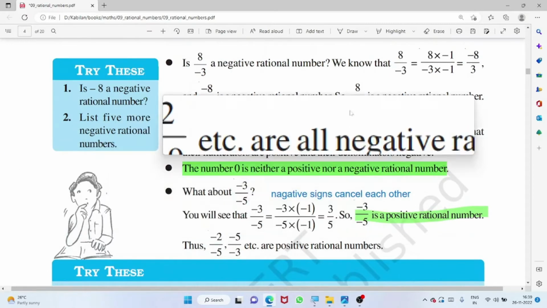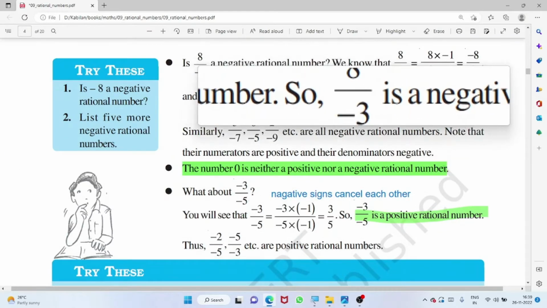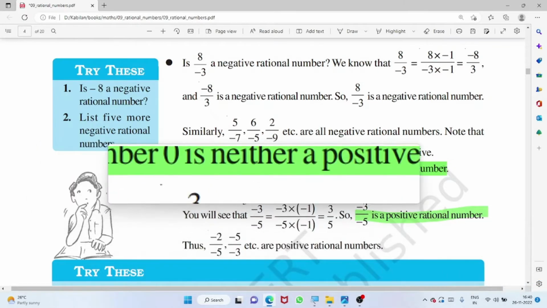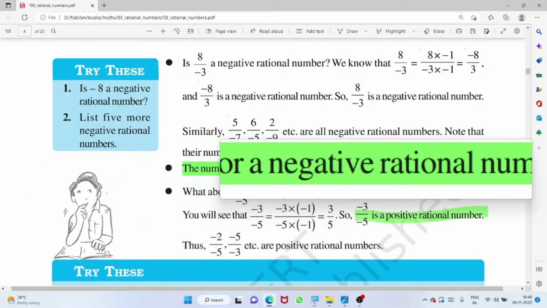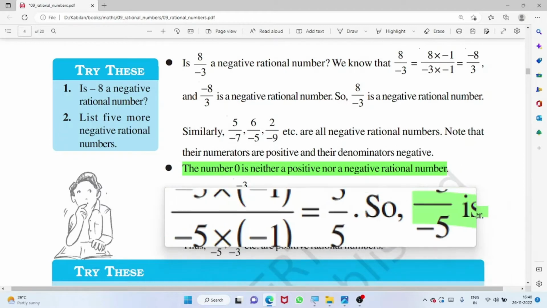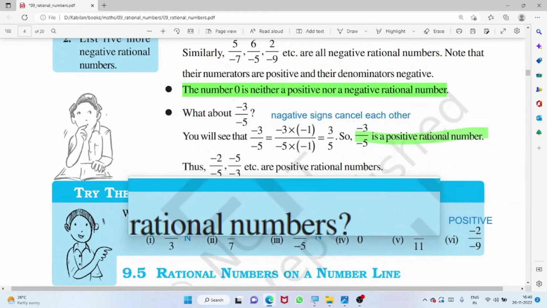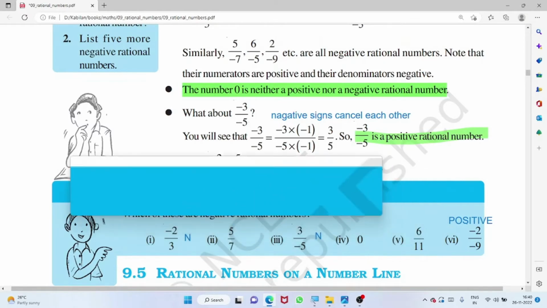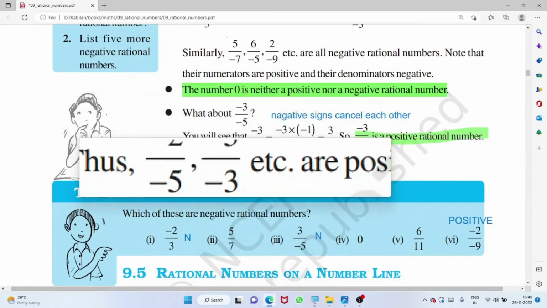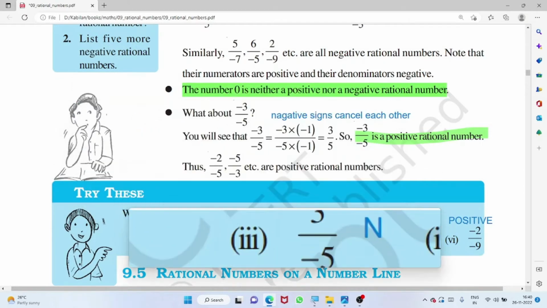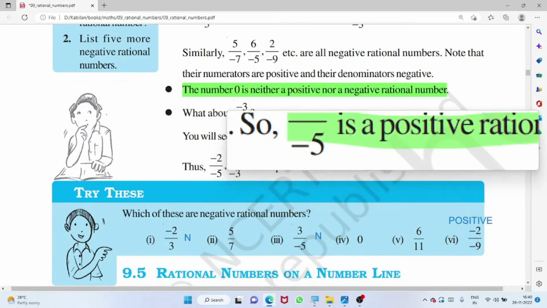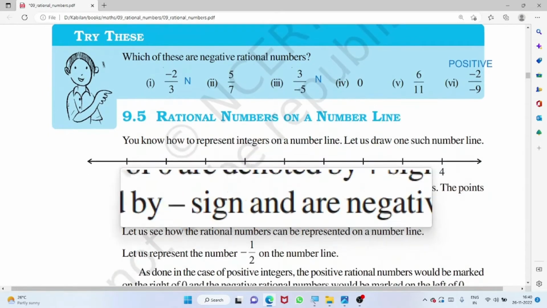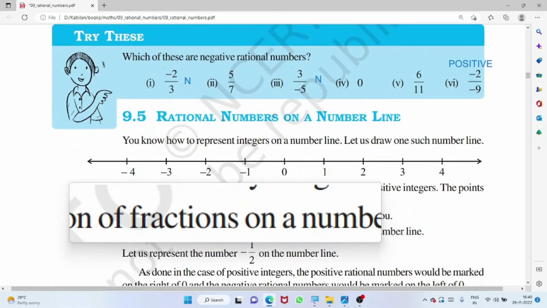Here we have a minus sign in the denominator. This is also a negative rational number. Zero is neither a positive nor a negative rational number. Minus 3 by 5, because the numerator and denominator minus signs will cancel out, it will become a positive rational number. So classify these as negative rational numbers.